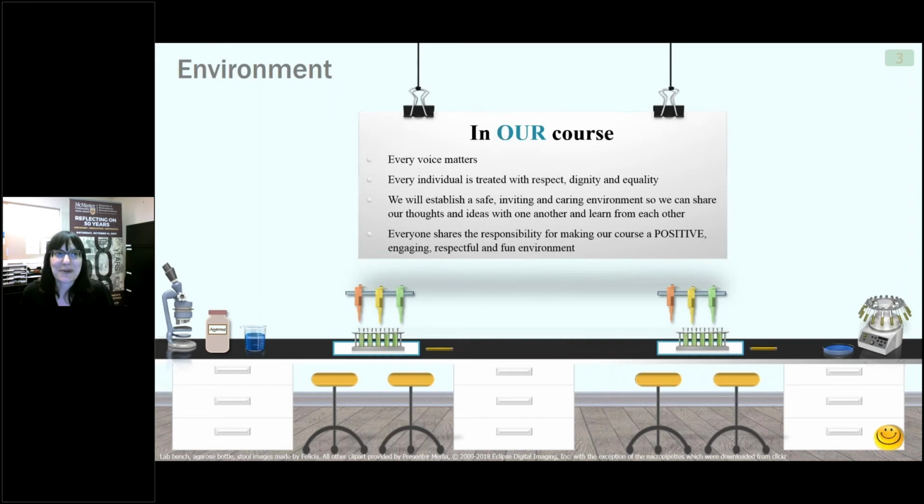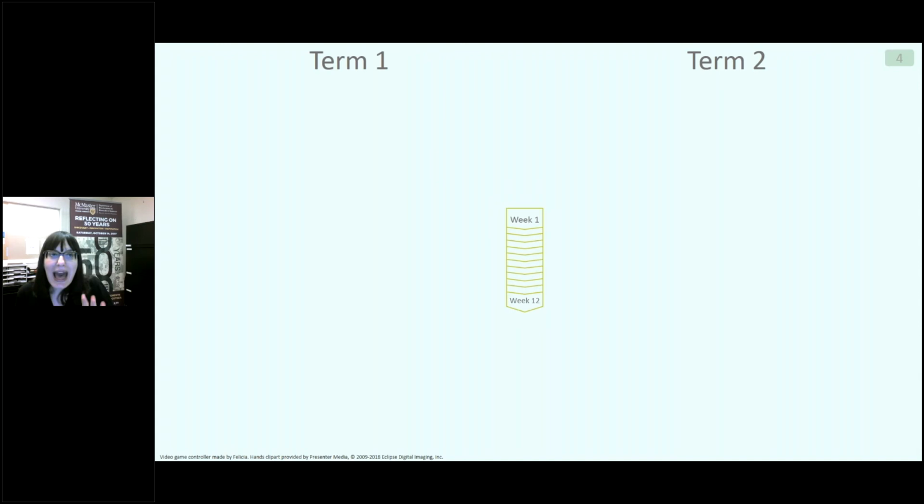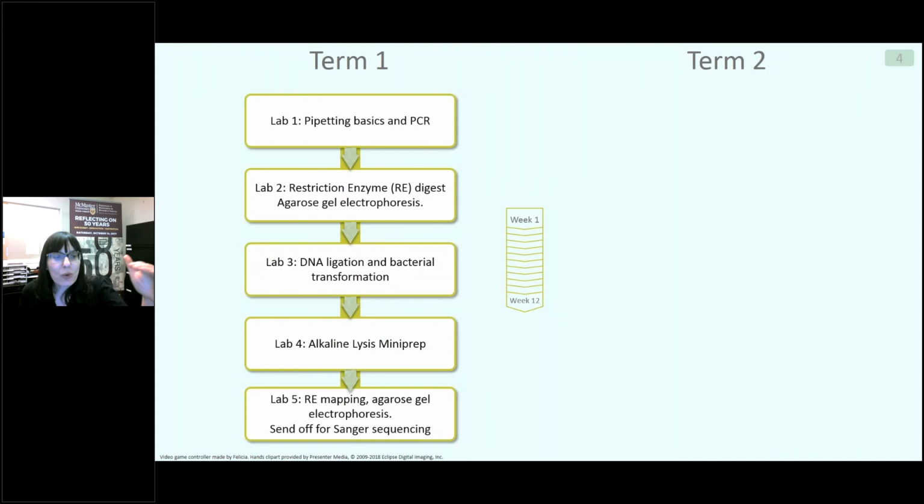So what I want to do right now is show you how the terms are set up. Term one, remember, is 12 weeks, and term two is also 12 weeks. In term one, what I'm showing you here is the wet lab components. You can see lab one to lab five, and you haven't counted wrong, there are only five. You go from pipetting basics and PCR, where the students PCR amplify their gene of interest. They then digest their gene and insert it into an expression plasmid, and so on and so forth until they get to lab five, where they've actually created a plasmid containing their gene of interest.